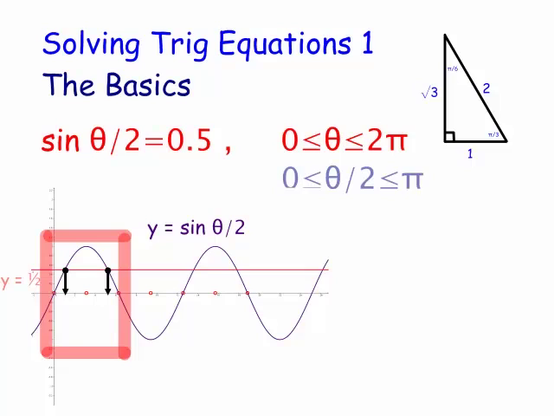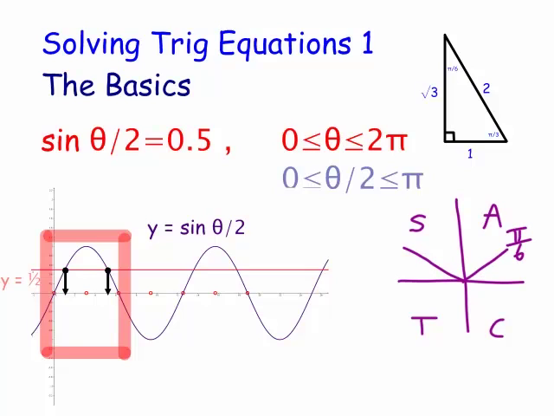Well, okay, let's have a look now at sine theta on 2 equals 0.5. Now, you can see here, if theta is between 0 and 2 pi, then theta on 2, well, half of theta, will be between 0 and pi. So let's actually draw this up. Okay, so we know, say all stations to central. Okay, we know our rays are here and here, and we know this one is pi on 6 and 5 pi on 6.